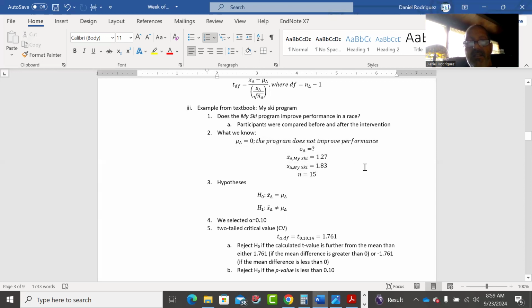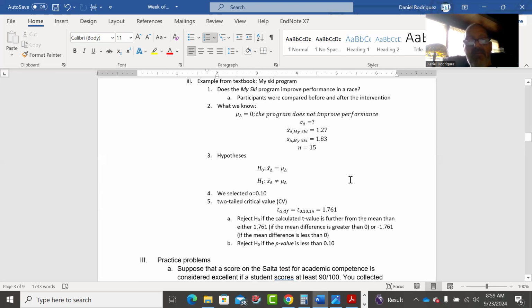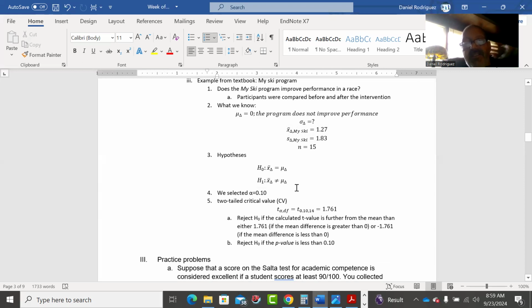So the mean difference in times down some race course was 1.27 seconds in the My Ski group, with a standard deviation of 1.83 seconds, and there were 15 individuals. So I'm going to use a two-tailed hypothesis here. I find it kind of difficult to track sometimes the difference, which is positive and negative, when we're looking at a difference score. So I'll just use the two-tailed option here.